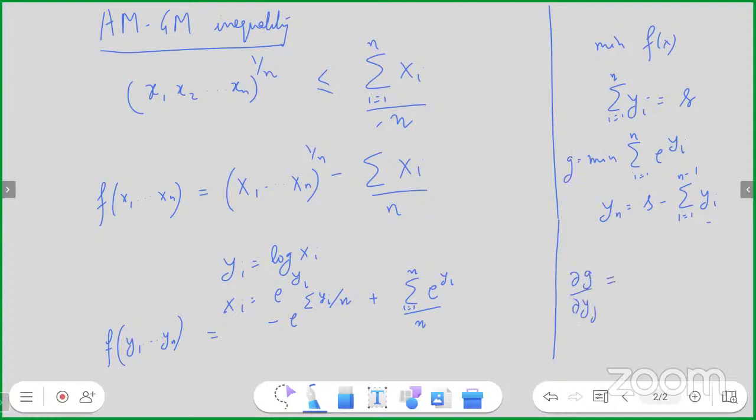What would this look like? It will be e to the power yj minus e to the power minus 1 times e to the power yj minus, zero minus. Minus e to the power minus 1, summation y.